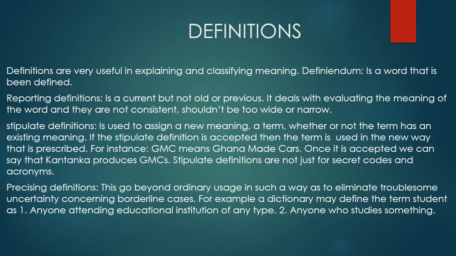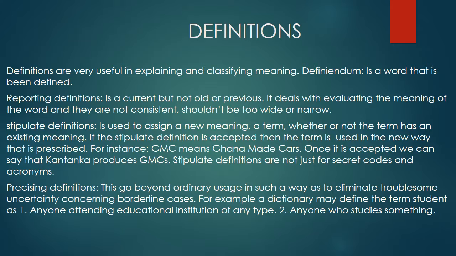Our next is stipulative definition. It's used to assign a new meaning to a term, whether or not the term has an existing meaning. If the stipulative definition is accepted, then the term is used in the new way that is prescribed. For instance, GMC means Ghana made cars. Once it is accepted, we can say that Kantanka produces GMCs. Interesting. Stipulative definitions are not just for secret codes and acronyms.